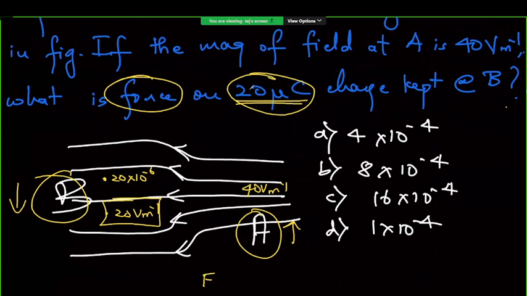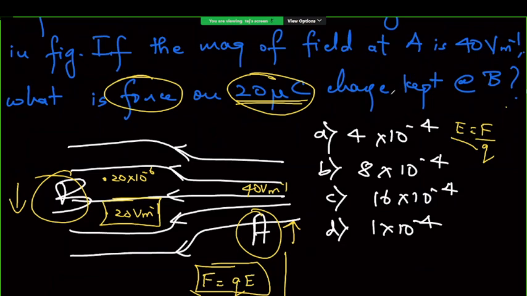Remember, E is equal to F by Q, we learned. If you crisscross, F will be equal to Q into E. Why am I doing this? Because if you look at this formula, only one charge is there, and that charge's value I know from the question. Moreover, understand here, guys: what is the force on a 20 microcoulomb charge kept at B? They had not told me what the electric field at B is. I found it using my common sense and the first and second statements.